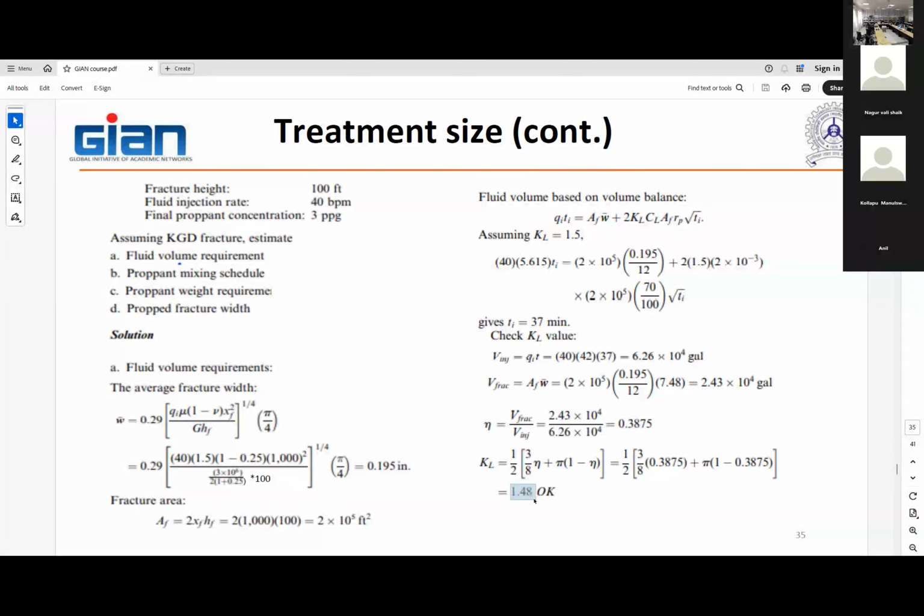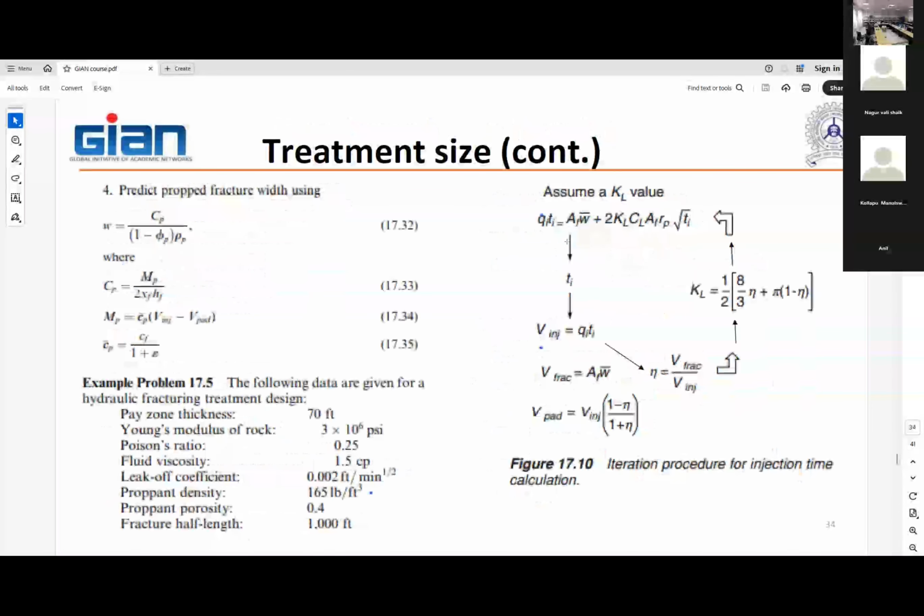Suppose this number was way off from that number here, KL equal to 1.5. Then what will you do? You will insert this number here and recalculate all your other stuff, until you keep getting similar values, and only then can you confirm that your calculation is correct.